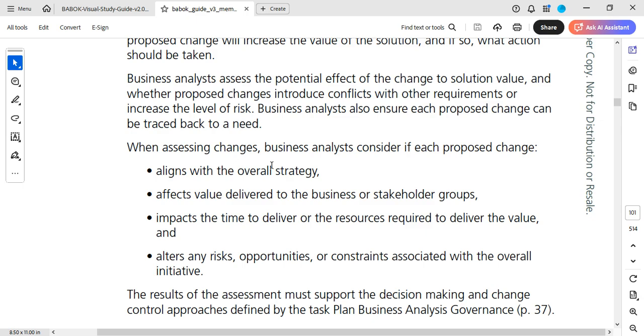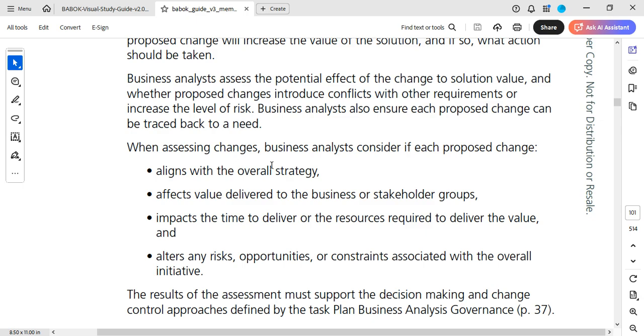So with this need of advertising business versus selling products on the same website, we just wanted to advertise business alone. Let's look at the requirements we have and see if there's any connection at all. When assessing changes, business analysts consider if each proposed change aligns with the overall strategy. Remember that you're not just building to the business strategy or need. It has to align with the organizational strategic points.